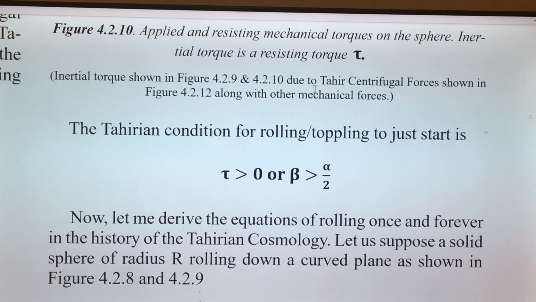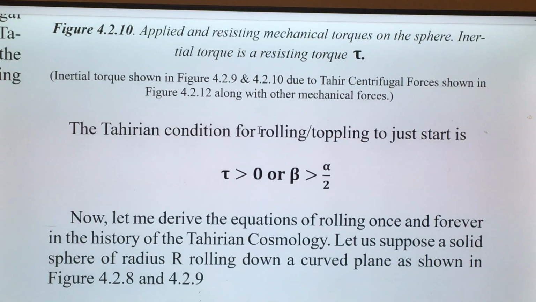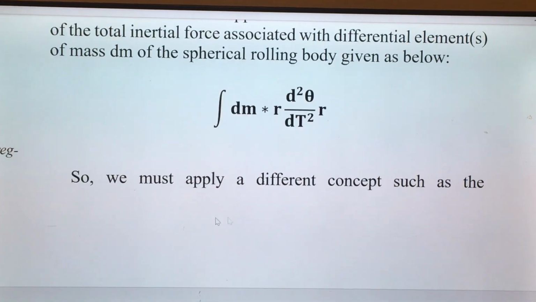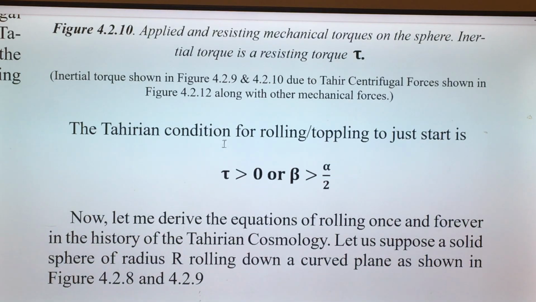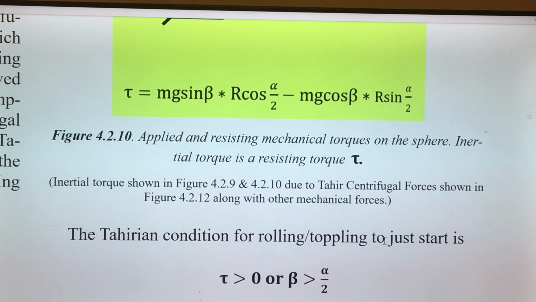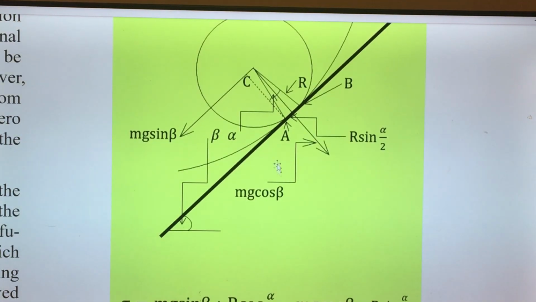The inertial torque due to centrifugal forces is shown in the figure. This one is the inertial torque, but I'll show you what that torque is here. The Tahirian condition for rolling, for toppling to just start, is that beta should be greater than alpha by 2. So if this angle beta is greater than alpha by 2, then this body will start rolling.